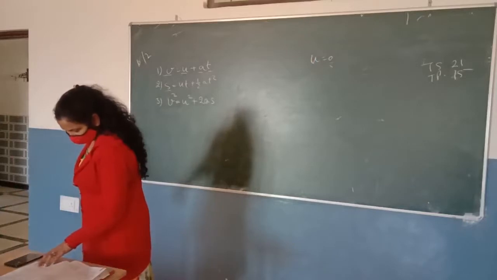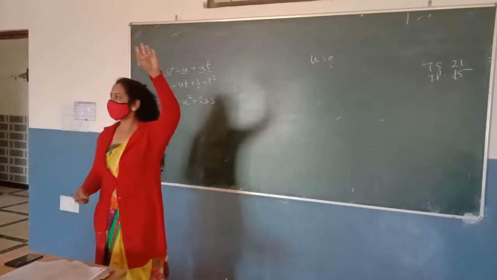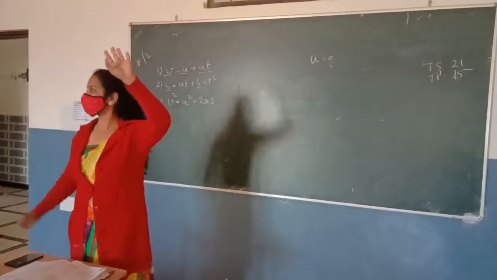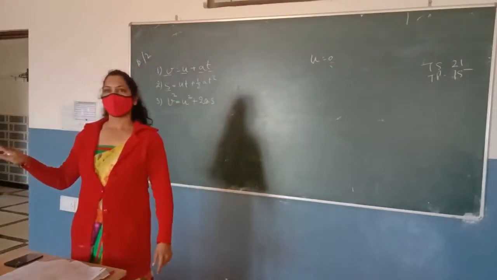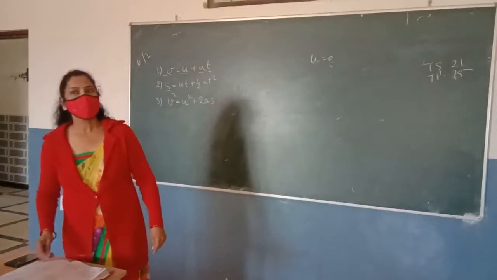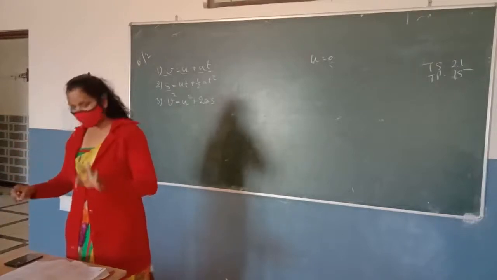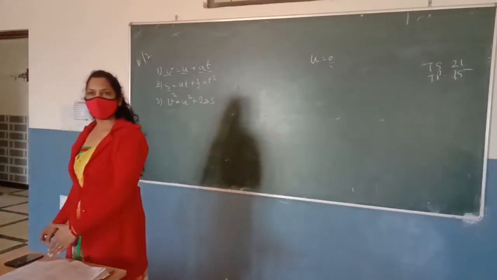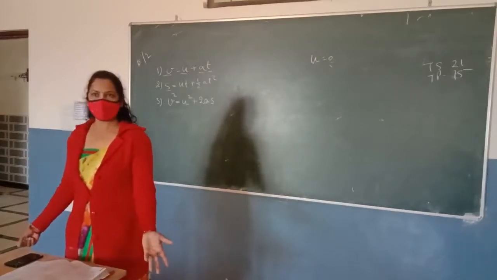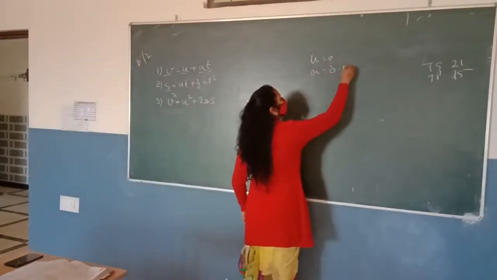Now, it moves with a uniform acceleration of 0.1 meter per second square. What is this? Yes, this is the acceleration. You can also understand what this is by seeing its unit. Since it is in meter per second square, and you know that acceleration has the unit meter per second square, it will be the acceleration. So the acceleration is 0.1 meter per second square.